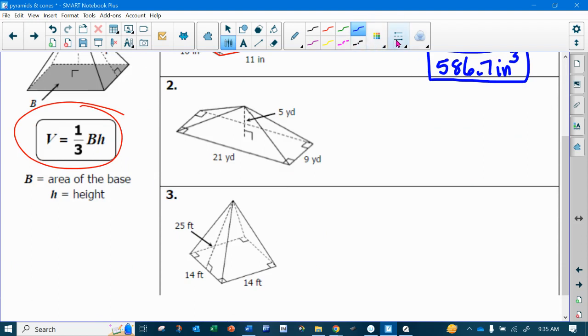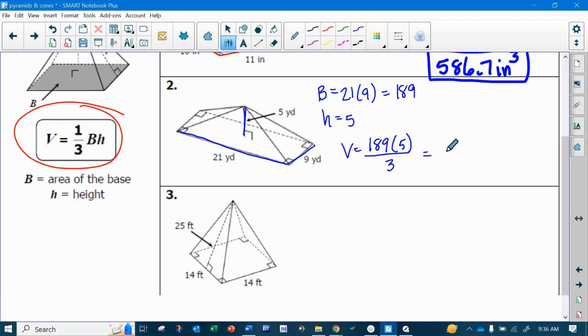All right, number 2. I need to find the area of the base. Well, my base is a rectangle again, so that's going to be 21 times 9. So that is 189. The height is the inside from the vertex, so that's 5. So volume is big B times H divided by 3. So 189 times 5 divided by 3 is 315 yards cubed.